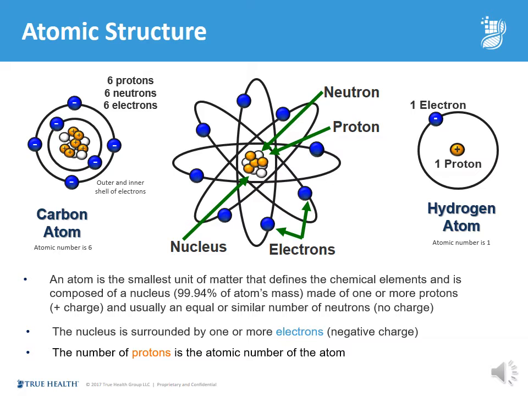And the electrons exist in these orbits. And you can see in the inner orbit there are 2 electrons, and in the outer orbit there are 4. That outer shell is called the valence shell because those electrons that are in the outer orbits can interact with other atoms. And of course, the electrons have a negative charge.